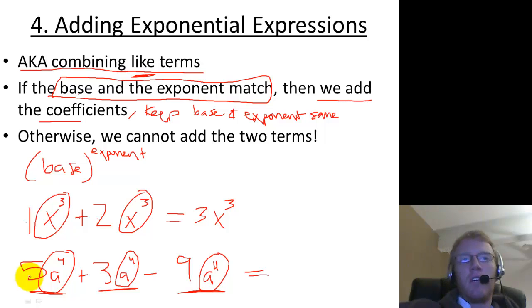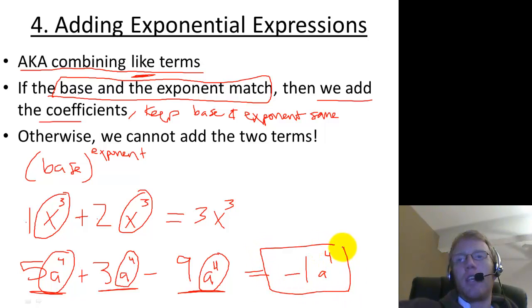So we'll just start with the left and go to the right. I have 5a to the fourths here, and I'm adding 3 more a to the fourth. So this here is a total of 8 a to the fourths, and then I'm subtracting 9. So 8 minus 9 is negative 1. Negative 1 of what? A to the fourth.